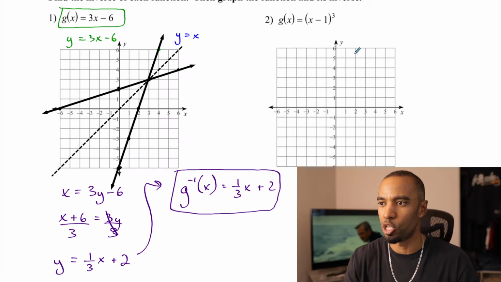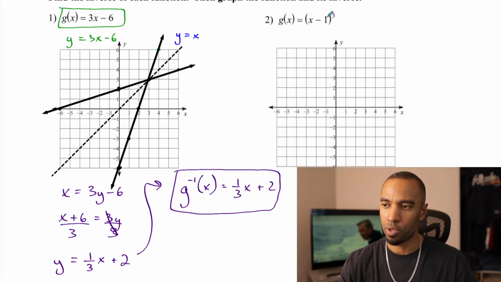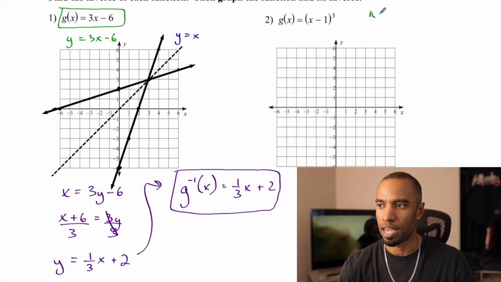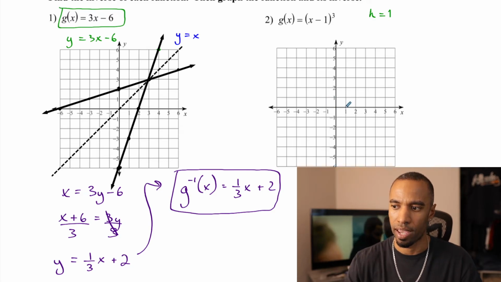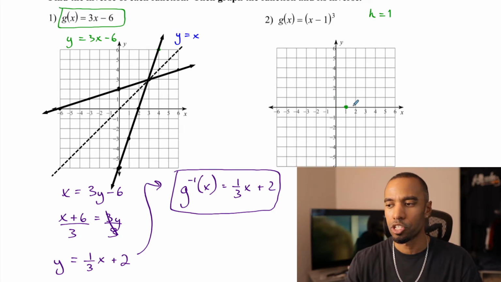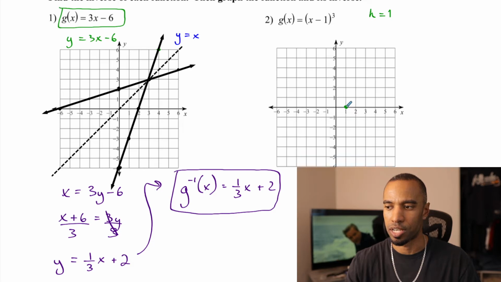So we've done transforming cubic functions before. What I'm dealing with right here, this is my h value. My h is 1. That means that my center will be translated 1 unit to the right. So it's this point here. There are some other points on this graph that we would find, such as from here we can go 1, 1, and from here we can go 2, 8.